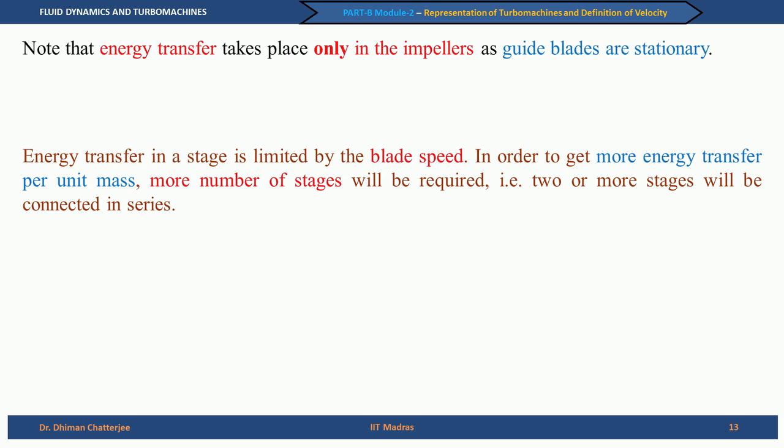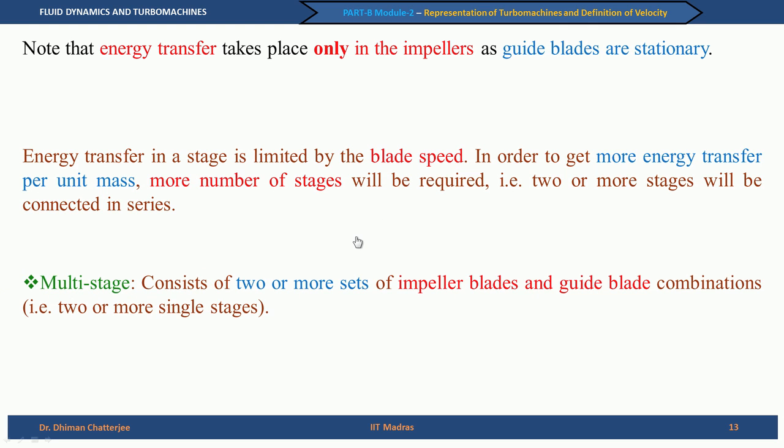In order to get more energy transfer per unit mass, more number of stages will be required. That is, we may not just be restricted to one stage, we may need more stages. I will come to the number of stages, or multi-staging, soon. So, multi-staging means it consists of two or more sets of impeller blades and guide blade combinations. That is, we will have replicas of single stages stacked on the same shaft.